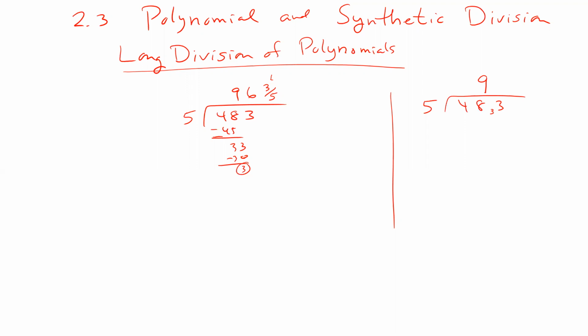That's right, yeah. And then 5 goes into 33, and that little extra piece becomes the tens digit. So 5 into 33, 6 with 3 remaining. So there's short division.